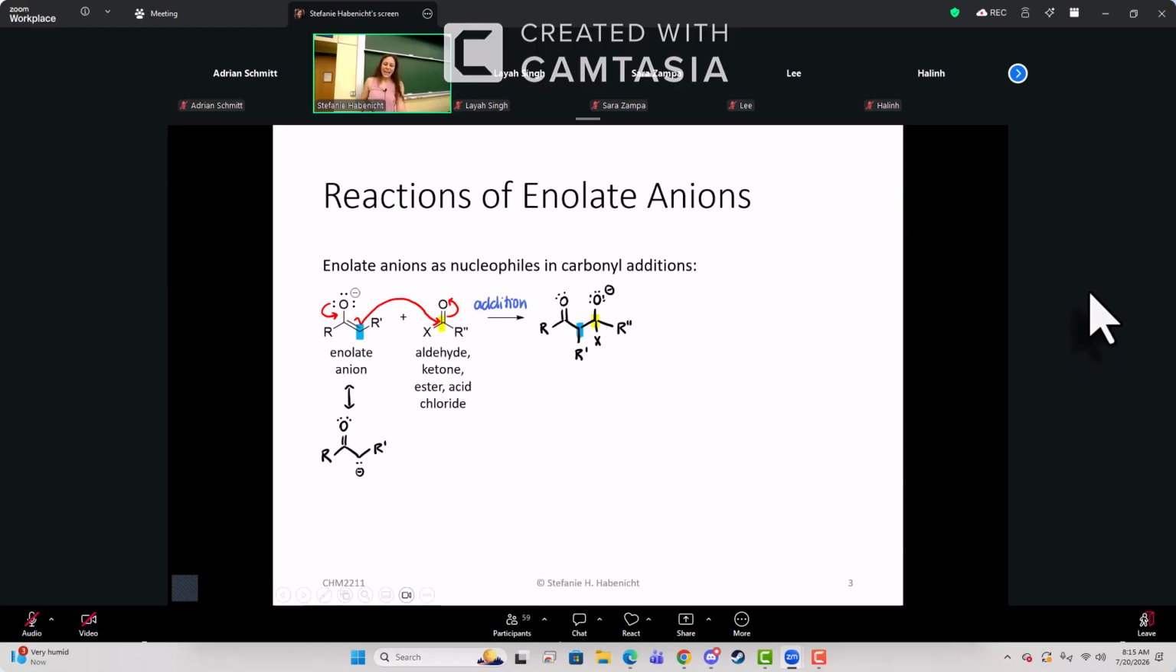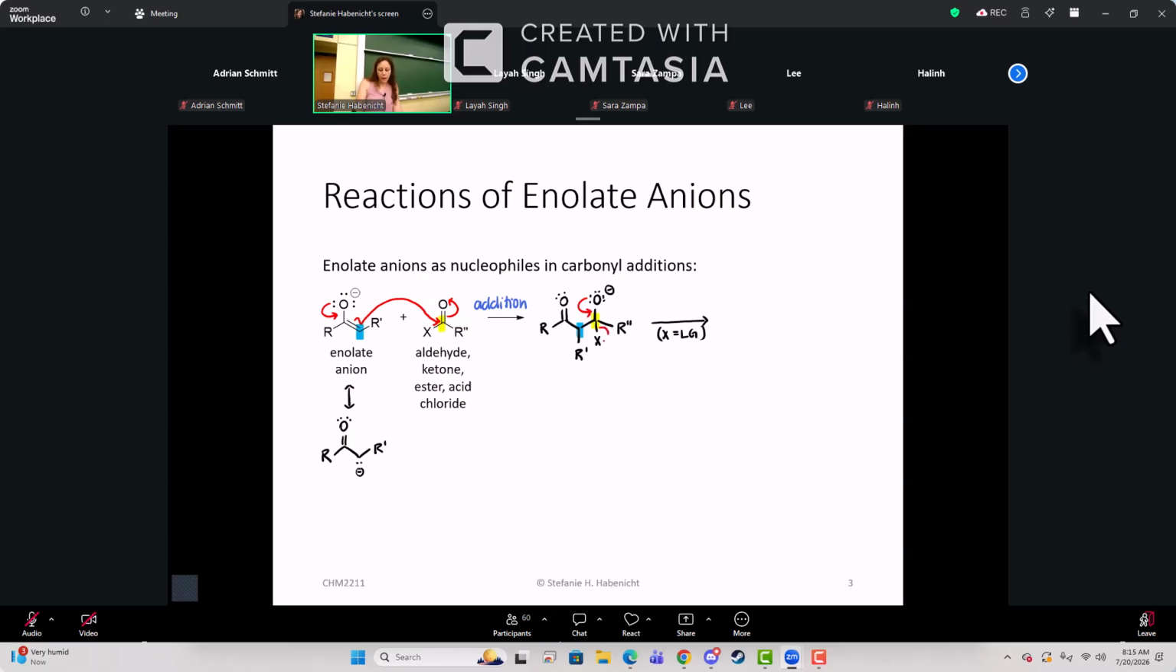And what happens next depends on the identity of X. It depends on whether we have a leaving group here or not, whether we're using an acid derivative or an aldehyde or ketone. So, scenario 1, X is a leaving group. So we're working on an acid derivative. What are the two key mechanistic steps in the reaction of any acid derivative with a nucleophile? What follows the addition?